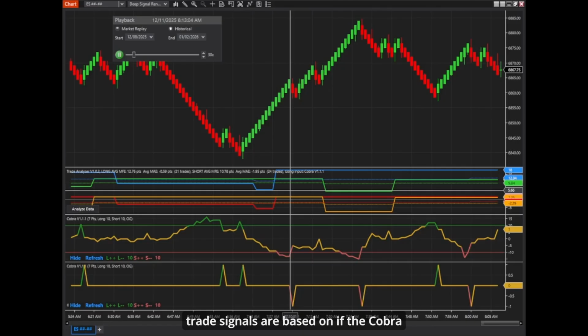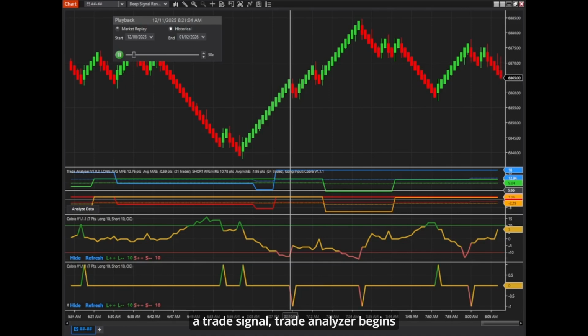The long trade signals are based on if the Cobra points are above the minimum long threshold, right before the candle color turns from red to green. The minimum Cobra points needs to be at the turning point for the trend. Otherwise, we expect a trend continuation.